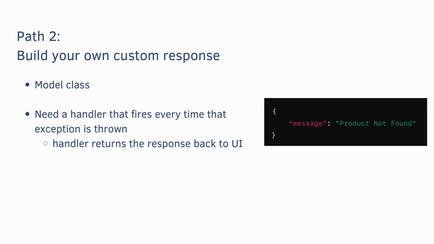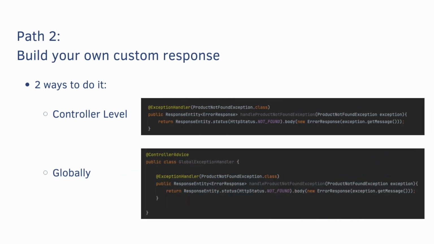We're going to need a model class to represent this JSON structure, and then we're going to need a handler that fires every time that exception is thrown. And the handler is what actually returns the response back to the UI. And there's two ways to do this. So one is at the controller level, where if that exception is thrown in the controller, then you handle it there. Or you can abstract that out and make it global. That way it works across all controllers.